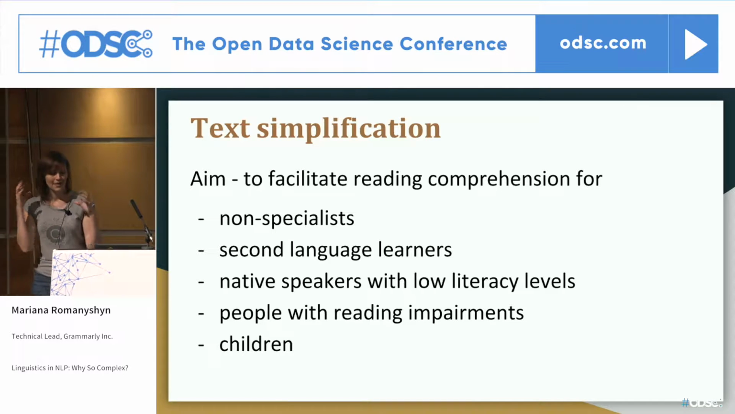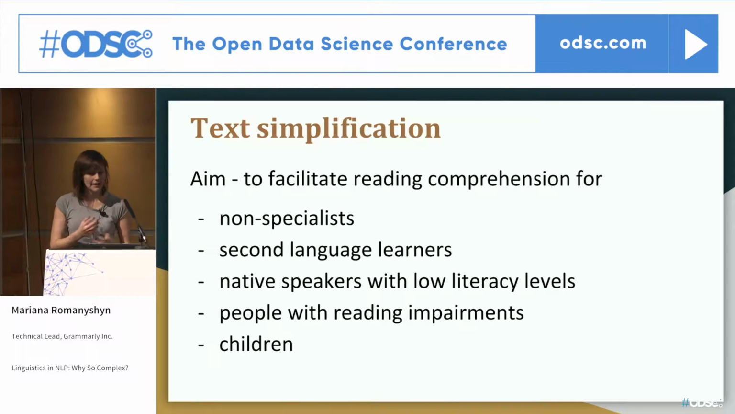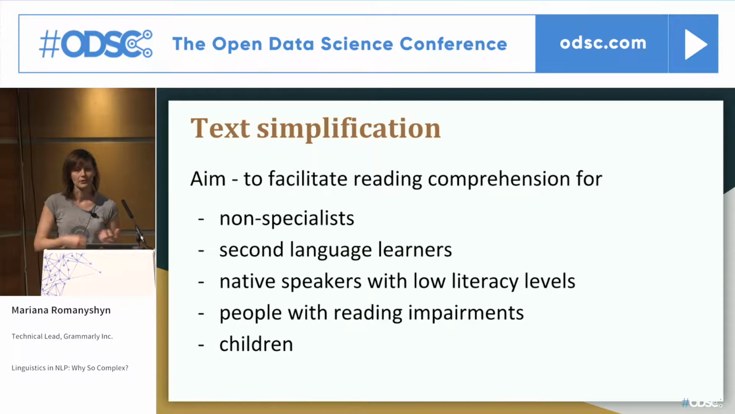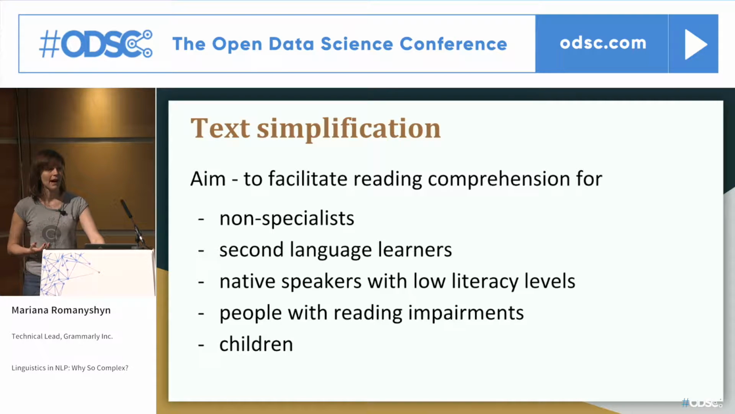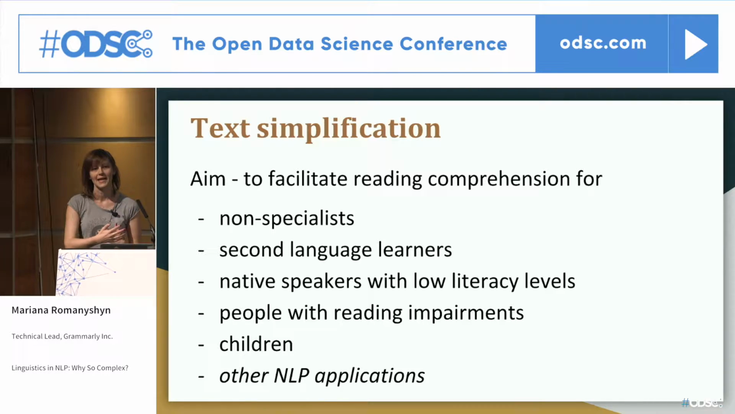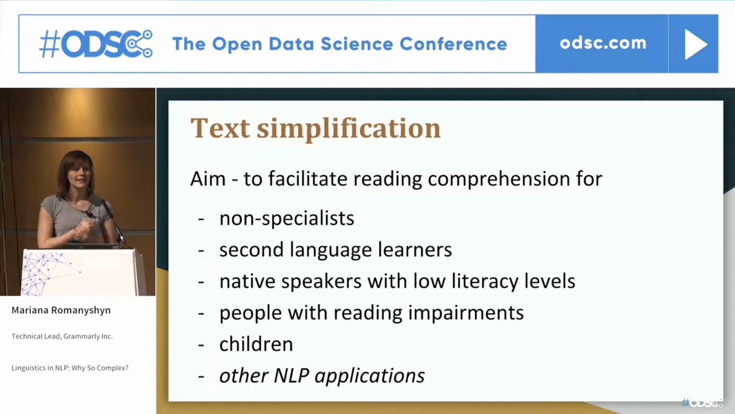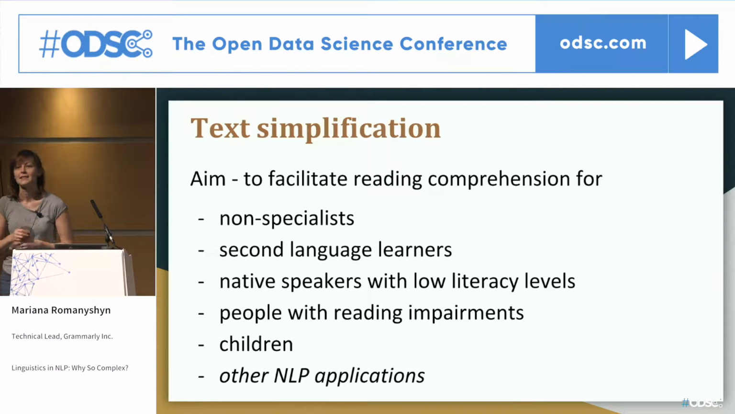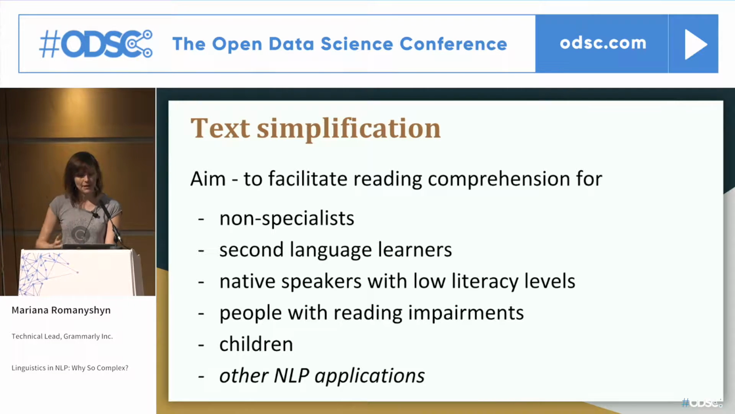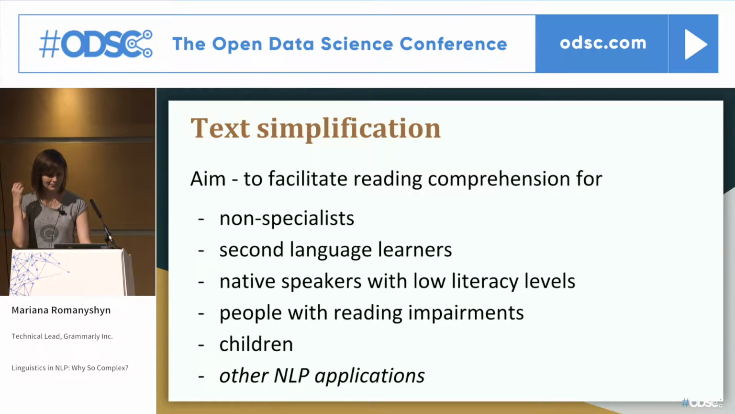So the task of text simplification in NLP is to facilitate reading comprehension for different groups of people, for non-specialists, for second language learners, for children, or even it can simplify stuff for other NLP applications. Think about text summarization. It's easier to do text summarization if your original text is already simpler. Or it can facilitate machine translation, or it can facilitate information extraction and information retrieval. So there are many ways to use text simplification in real life.